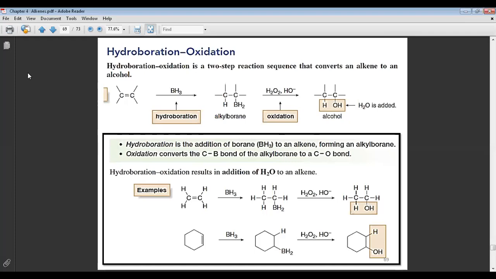the next reaction is the hydroboration oxidation. The hydroboration oxidation is a 2-step reaction. The first step is hydroboration, and the next step is oxidation. That means 2 reactions, students. The first reaction is hydroboration. The second reaction is oxidation. It is a 2-step reaction sequence that converts an alkene to an alcohol.